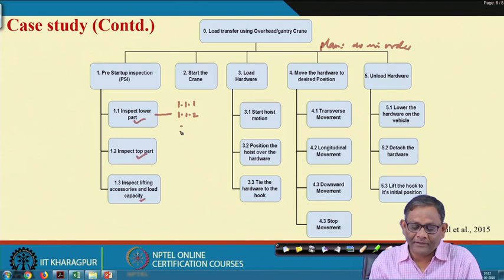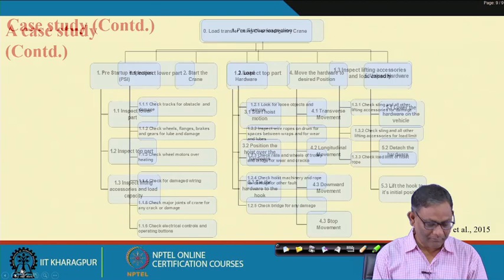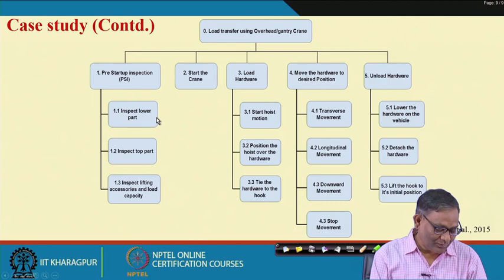Here 1, 2, 3, then 3, 4, 5, 6, 7, 8, 9, 10, 11, 12, 13, 14. So, like this 14 elemental tasks were prepared. Now, as I told you, let me go back, inspect the lower part. This one is further broken down, you see how many? 1, 2, 3, 4, 5, 6.